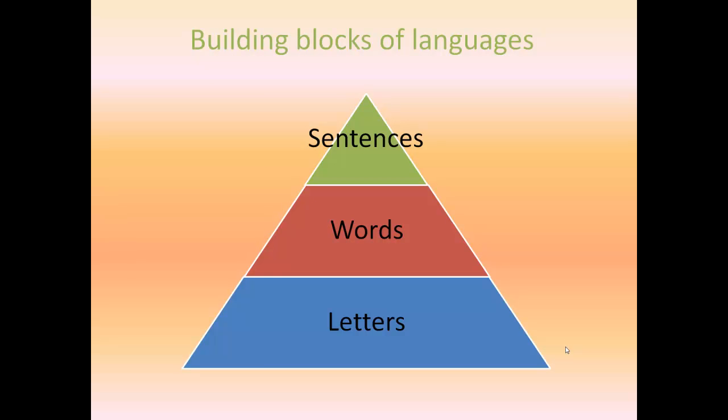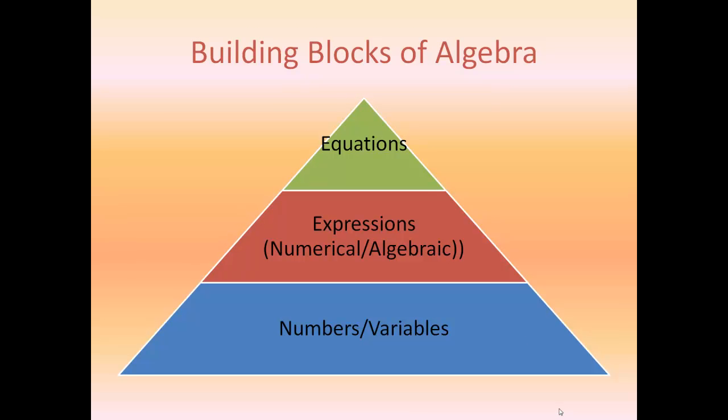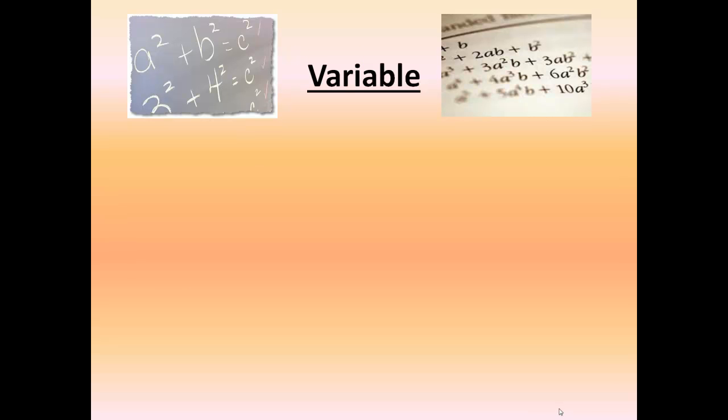Let's think about languages for a minute. In a language, we start with letters, and we put the letters together to make words, and we put the words together to make sentences. In algebra, we start with numbers and variables. We put the numbers and variables together to make expressions, and then we put the expressions together with equal signs to make equations.